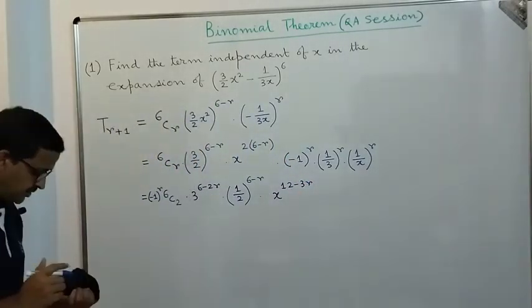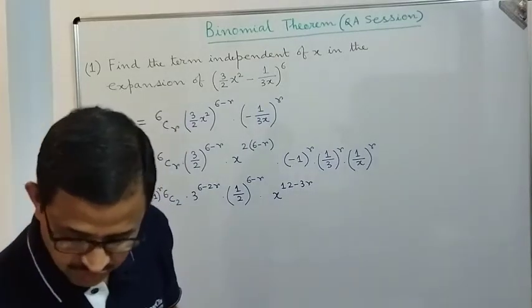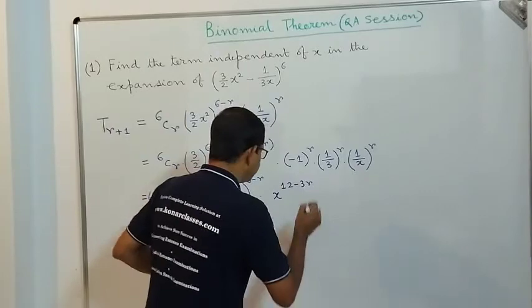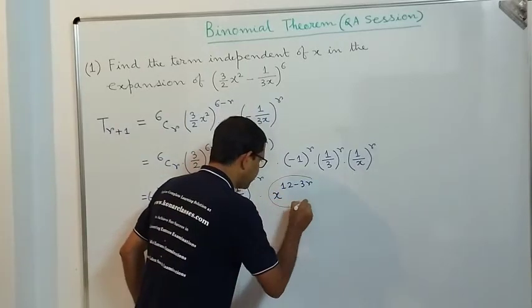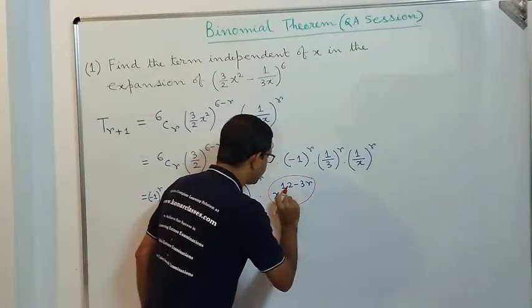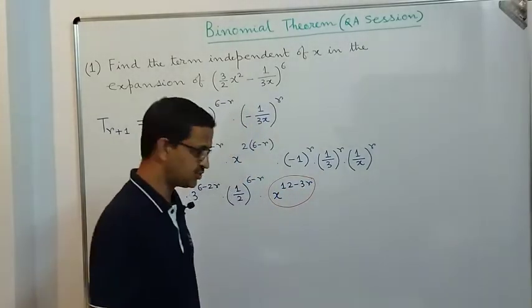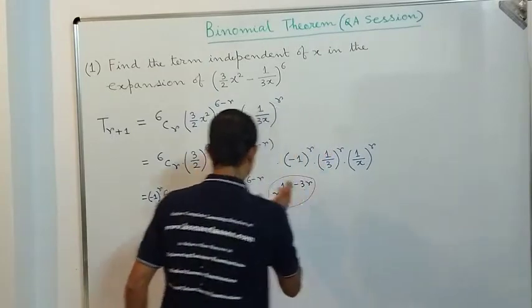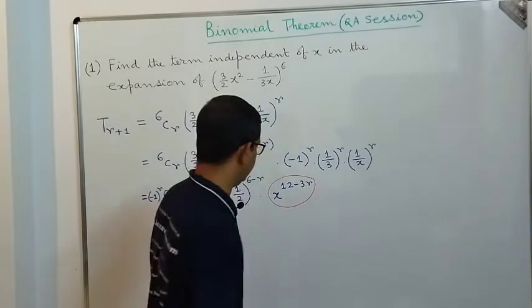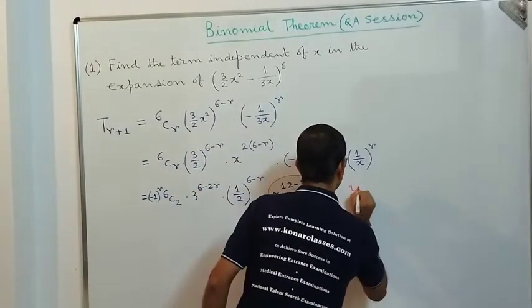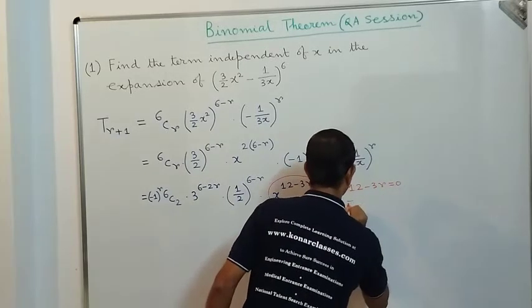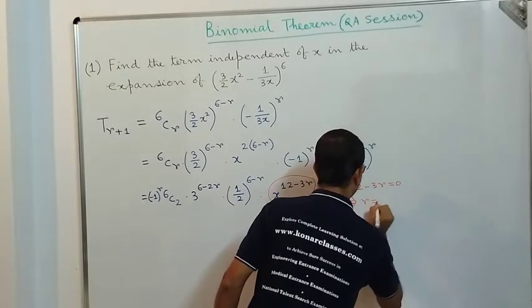Now dear students, if you look into this question once more, we need to find the term which is independent of x. That means x should not be there, or very precisely, the power of x must be 0. Correct or not? So this entire term is independent of x if the power of x is 0. Power of x is 0 means 12 minus 3r is equal to 0, and from here we get r equal to 4.